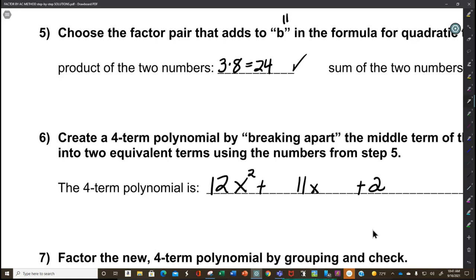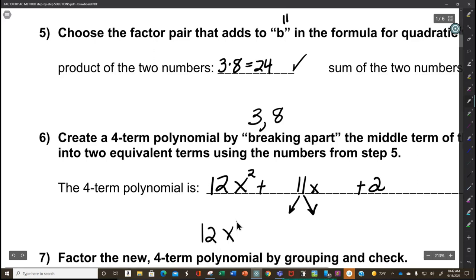I need to factor by grouping, what we did yesterday toward the end. But I need four terms to be able to do this. The reason I had to find the numbers 3 and 8 is because the middle term breaks apart into two other terms. So in our four-term polynomial, the first term stays the same, 12x squared. The last term stays the same, plus 2. But the middle term, 11x, is going to break apart into 3x plus 8x. And that's where the numbers 3 and 8 come in.